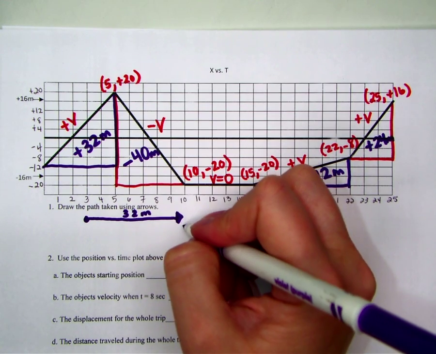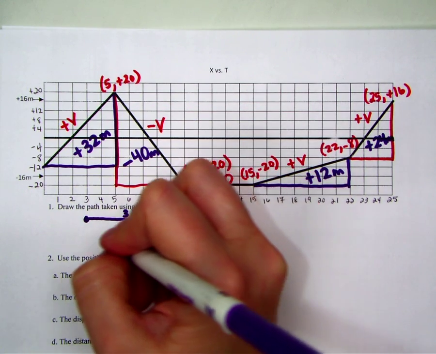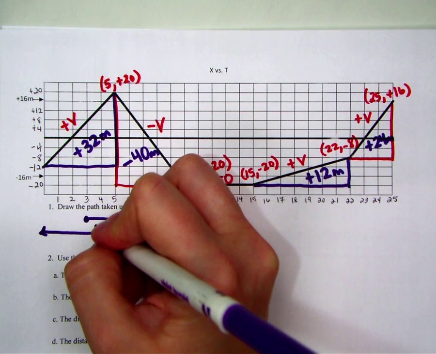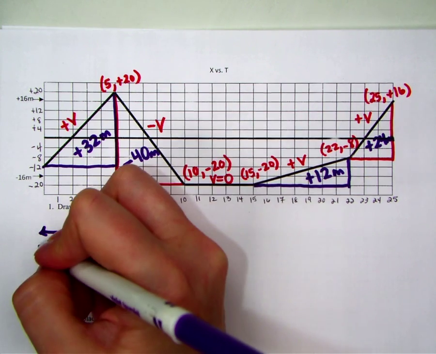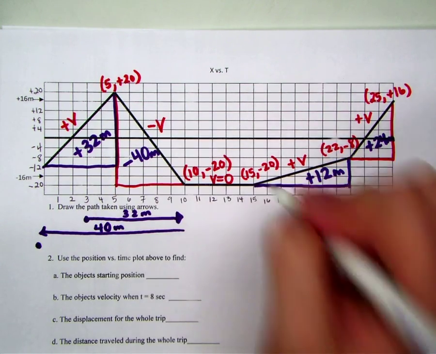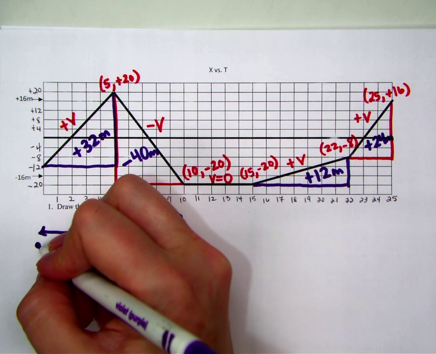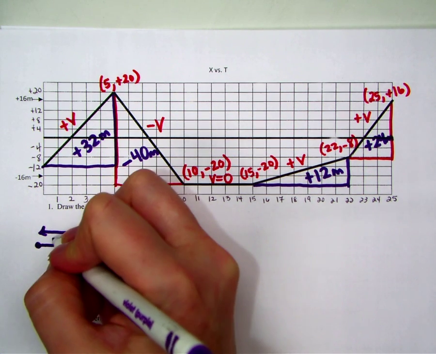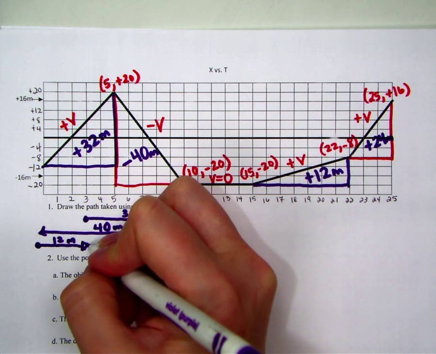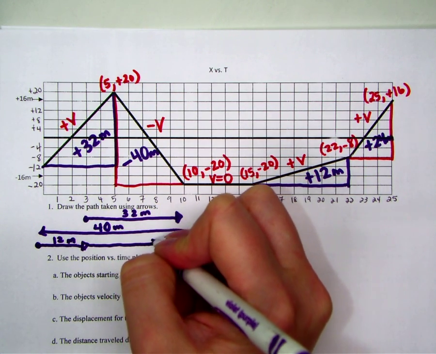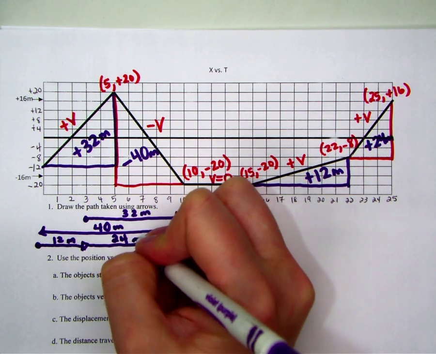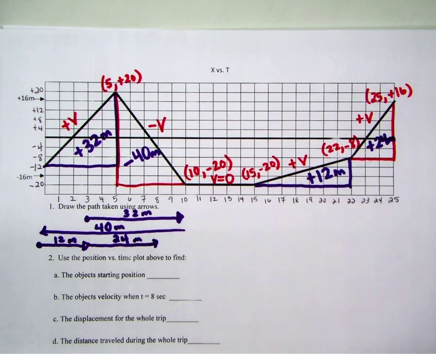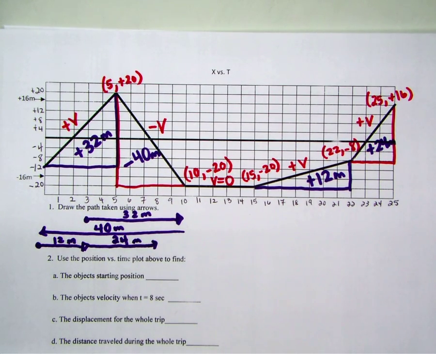From this point here, I go left for 40. Then I come to a stop for 5 seconds, and then I move to the right for 12 meters. And then I move again 24. Again, this is not drawn to scale, but it's relative to the values for each displacement.